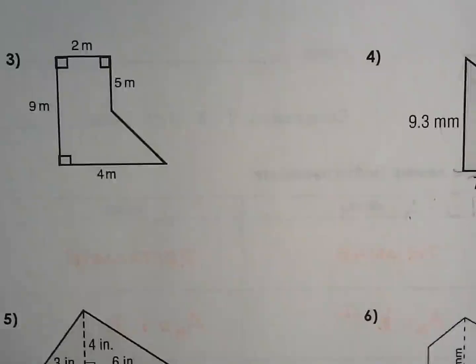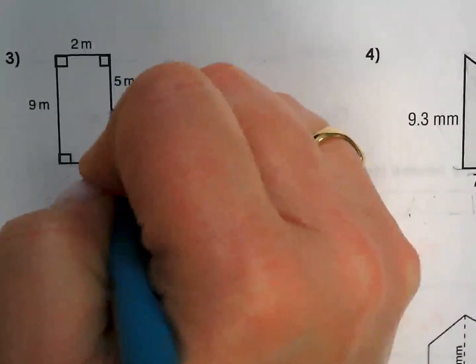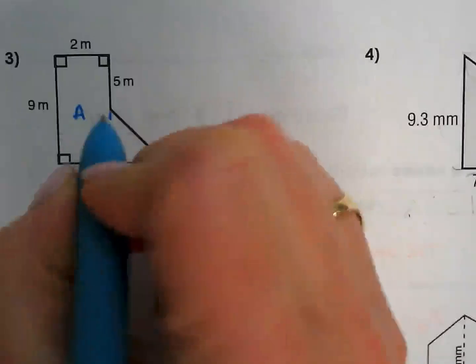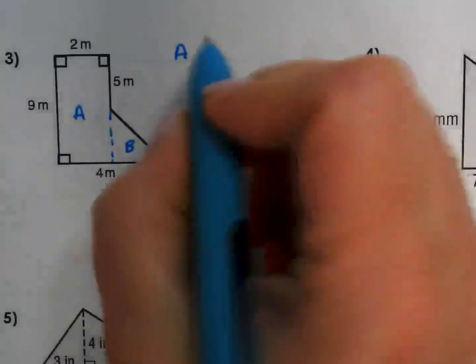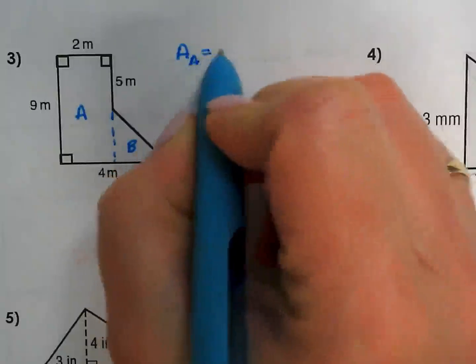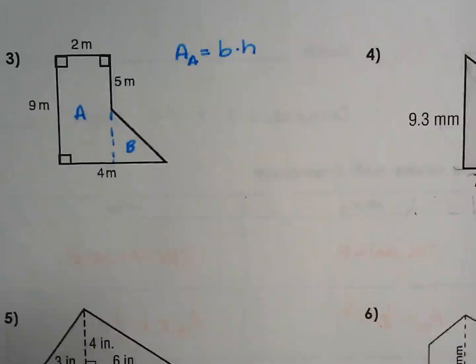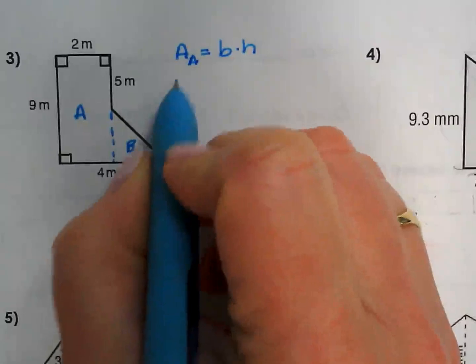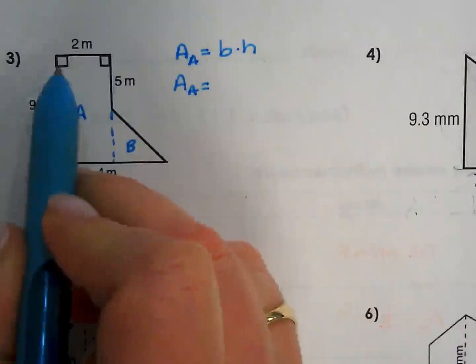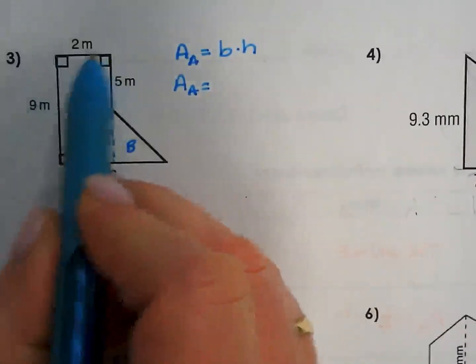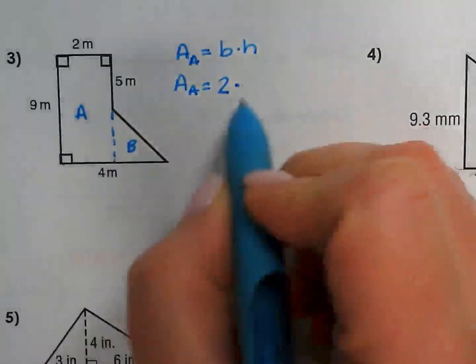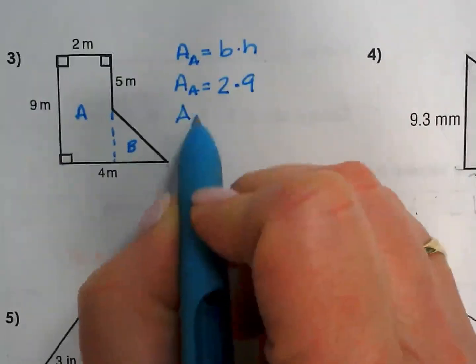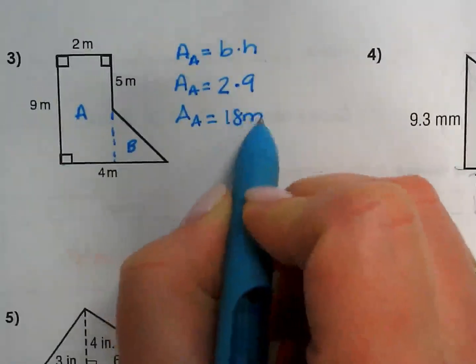So I'm going to break this little guy right here. Okay, and I'm going to call this one A and this one B. So A is a rectangle, and its area is equal to base times height. And let's work on what those things are. So the area of A equals, now the base here is going to be the same because it's a rectangle, so this is 2, times the height, which is 9. So the area of shape A equals 18 meters squared.